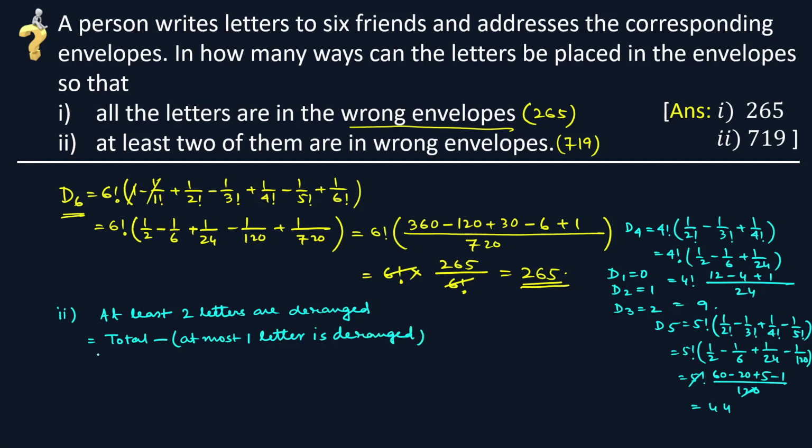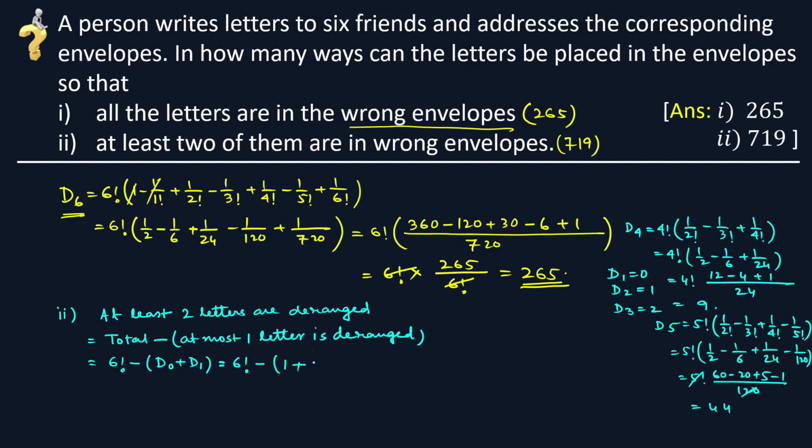Okay? So what is the total number of ways of arranging 6 letters in 6 envelopes? That can be done in factorial 6 different ways. Minus at most one letter is deranged, means no letter is deranged or one letter is deranged. Now, no letter is deranged. That is, all the 6 letters are in their right envelopes. So that can be done in one way.